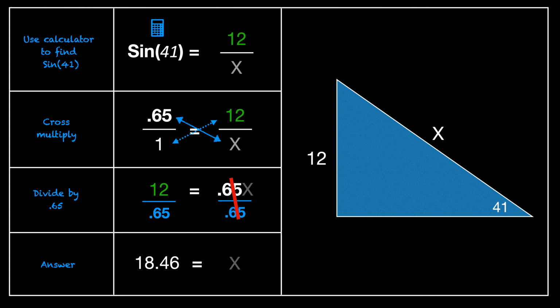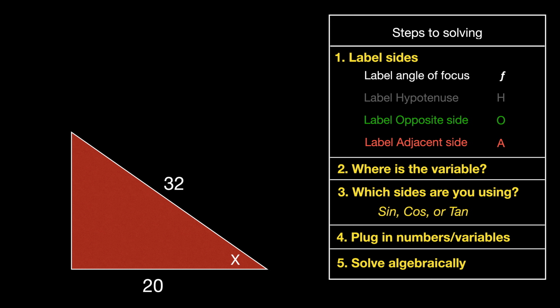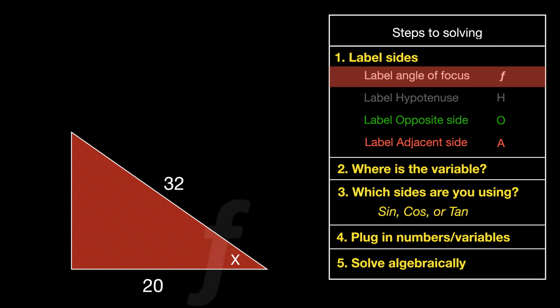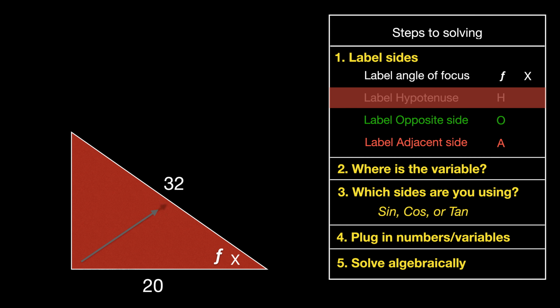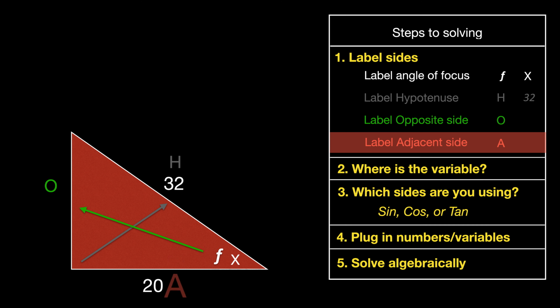So we know our hypotenuse is 18.46 when given that angle and that side. Let's try one more, because again, practice makes perfect. So let's go ahead and label our sides. So we got angle of focus is x, hypotenuse is 32, opposite side is opposite of angle of focus, and there's nothing over there, and adjacent side is right next door, and so that's going to be 20.